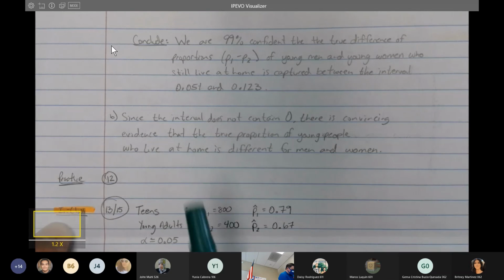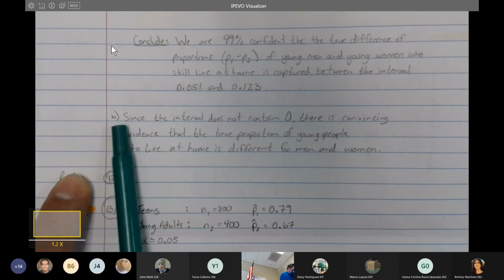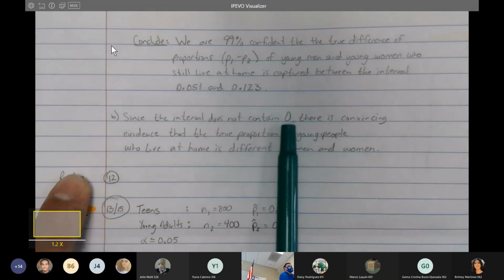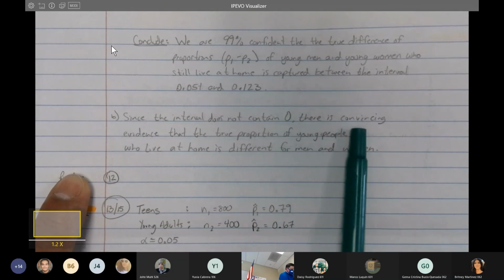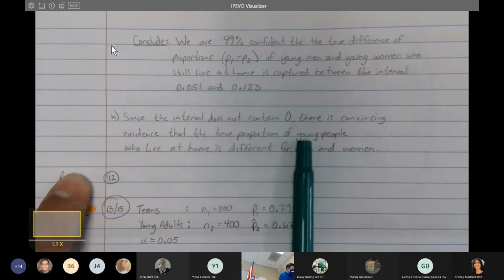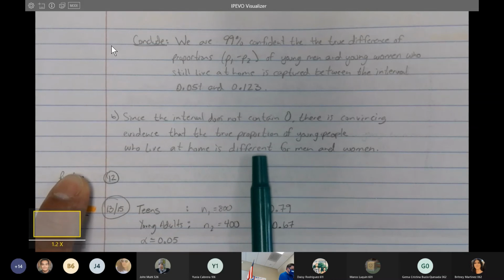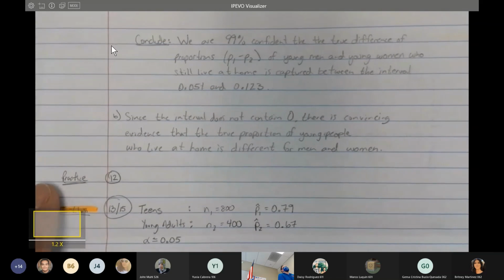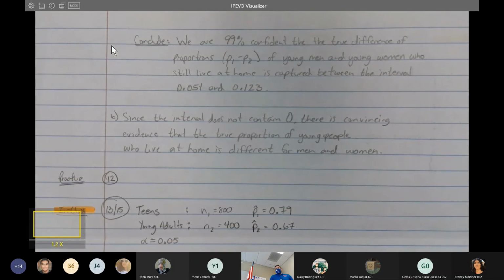We're good. Last part here, part B: since the interval does not contain 0, there is convincing evidence that the true proportion of young people who live at home is different for men and women. This is answering the question that was asked. The question asked was, is there a difference between the proportions of men living at home and women living at home? The answer to that question is yes, and this is why.